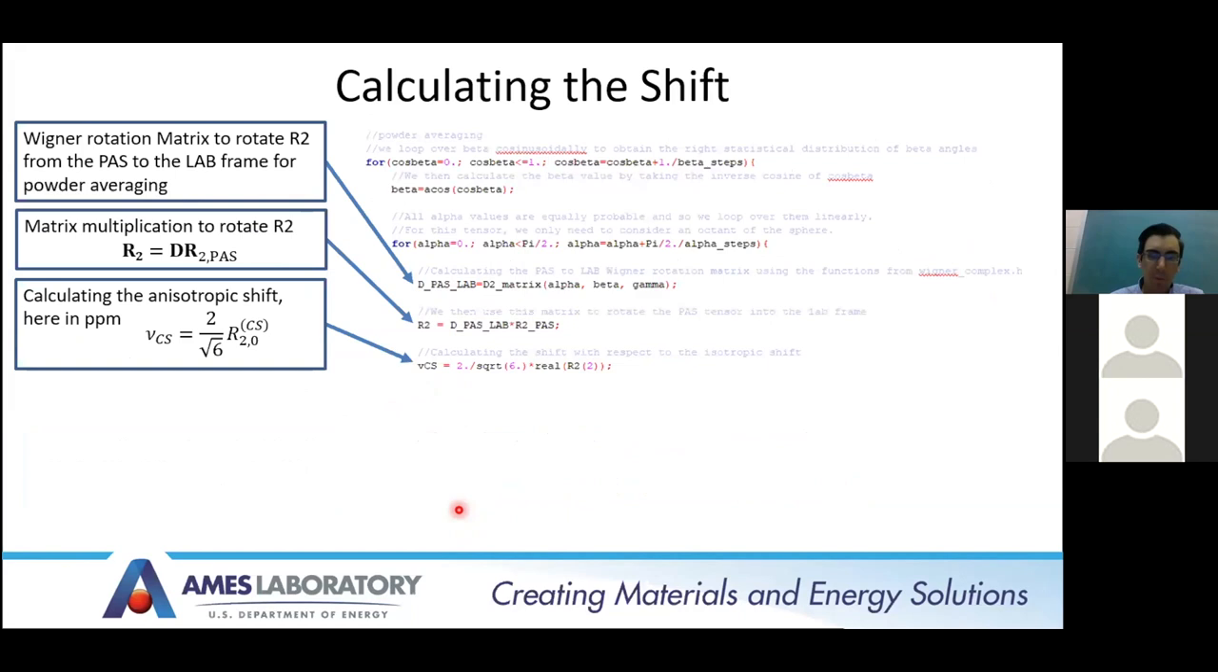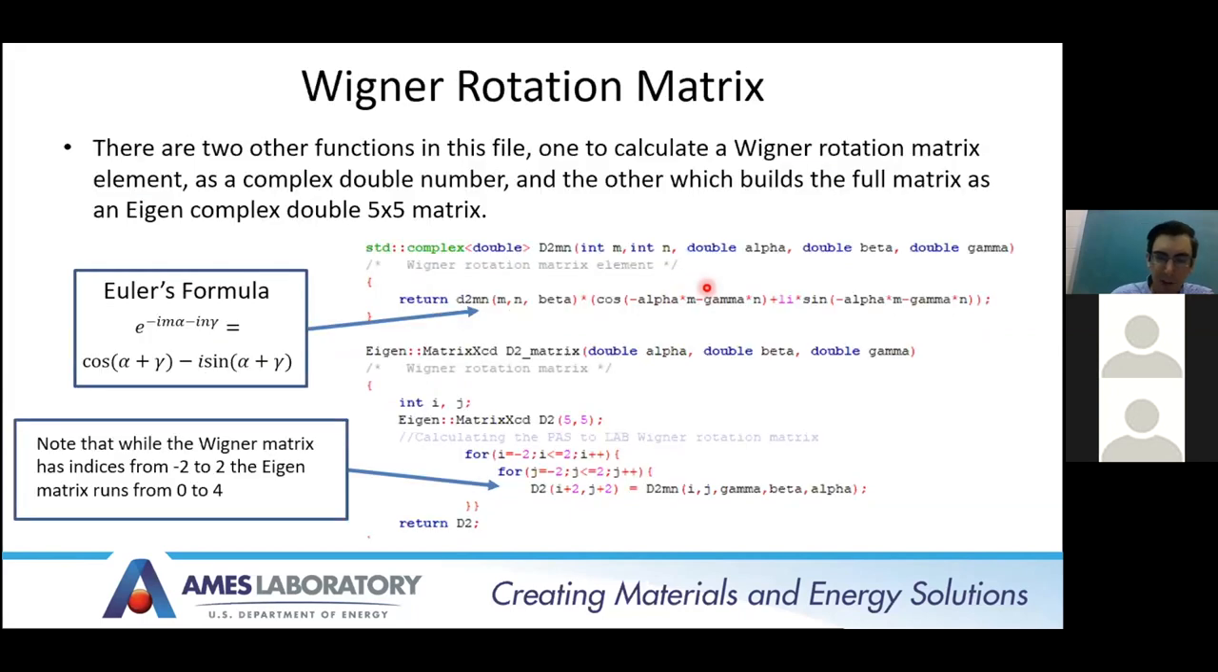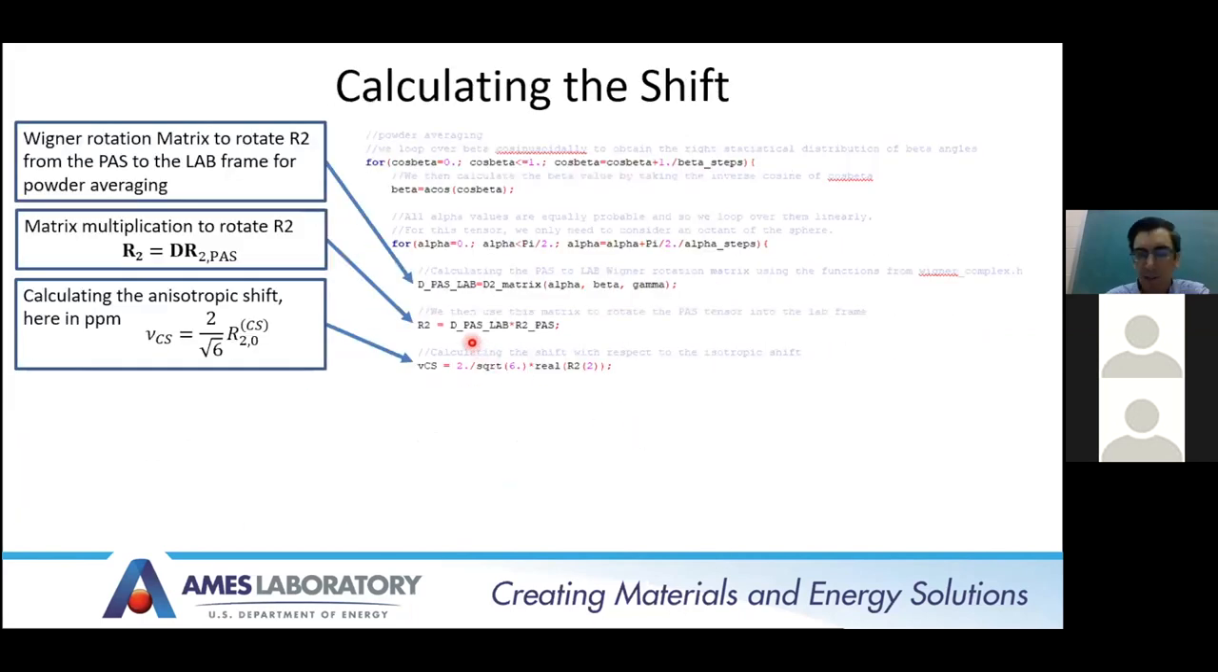So if we go back to the main program here, earlier we declared this Wigner rotation matrix here. When you call this function here, D2 matrix alpha beta gamma, it calculates the full Wigner rotation matrix and assigns it to this variable here. And then to calculate the spherical tensor in the lab frame, all we have to do is multiply this Wigner rotation matrix with the spherical tensor in the principal axis frame to rotate that vector. And then we can calculate the chemical shift using the central element of this vector, which is calculated as such. So 2/√6 R20, which is what is done here. So 2/√6, and then the real value of R2, since R2 was defined as a complex number.